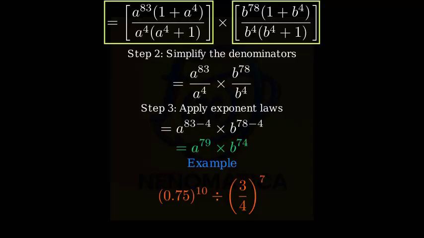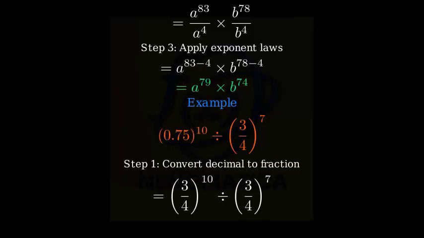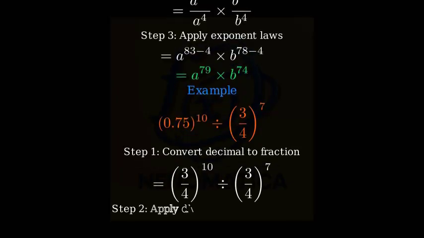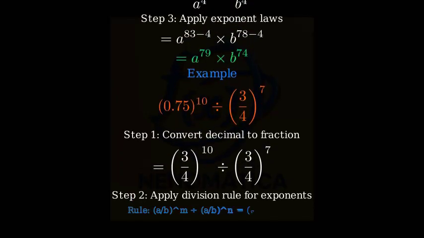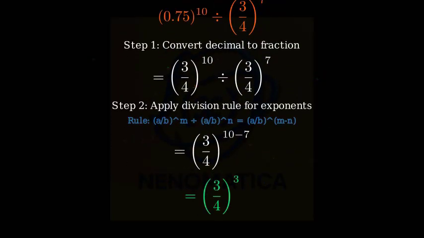We have 0.75 raised to the power of 10 divided by 3/4 raised to the power of 7. Let's first rewrite 0.75 in fraction form. 0.75 is equal to 3/4. So we have 3/4 raised to the power of 10 divided by 3/4 raised to the power of 7. For our second step, when we divide powers with the same base, we subtract the exponents. So 3/4 raised to the power of 10 divided by 3/4 raised to the power of 7 equals 3/4 raised to the power of 10 minus 7, which is 3/4 raised to the power of 3.